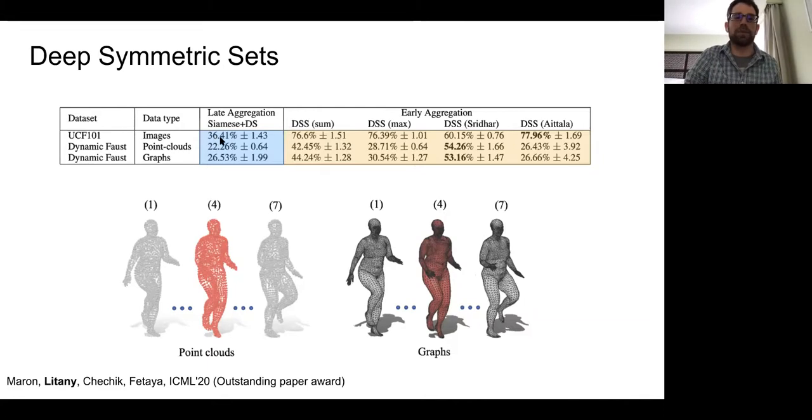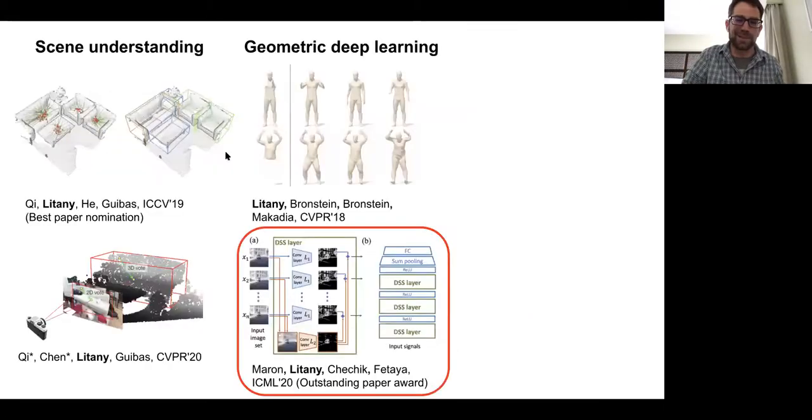Here, this is the percentage of cases in which we were able to retrieve the correct image. Sorry, the first is images, this is point clouds and this is graphs. So we plot this for both meshes and point clouds. And you can see that the many variations of what we call our layer, DSS, were working much better than not adding this layer. So this is something that is really cool.